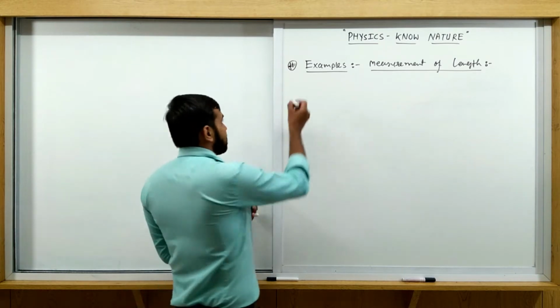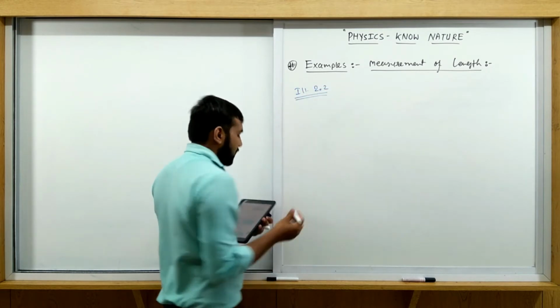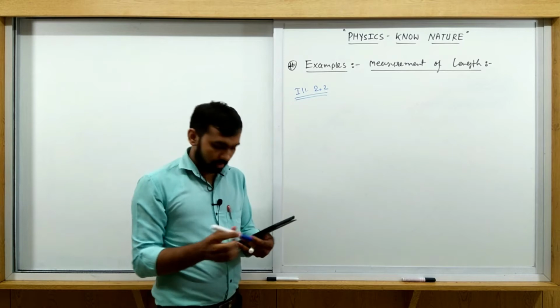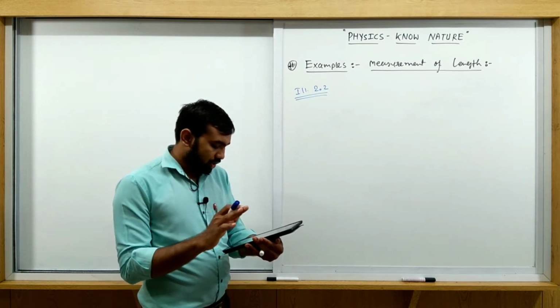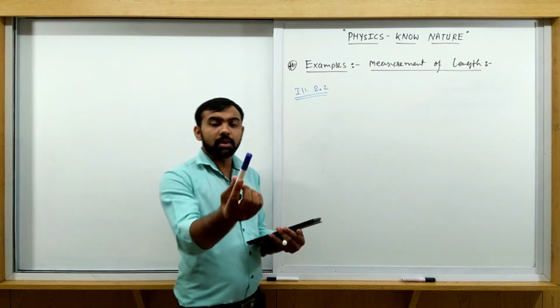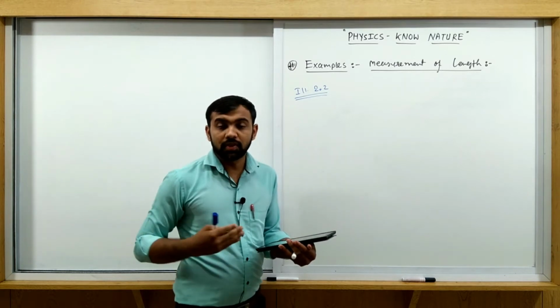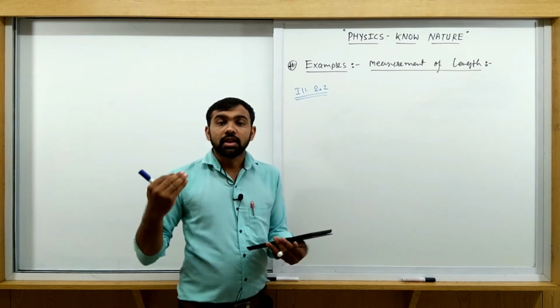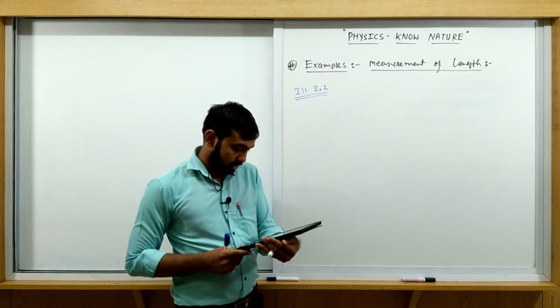Page number 19. See illustration number 2.2, page number 19. What is the problem statement? Let's read it. A man wishes to estimate the distance of a nearby tower from him. So consider somewhere here the tower is present. The man wants to estimate the distance between the tower and wherever he is standing.